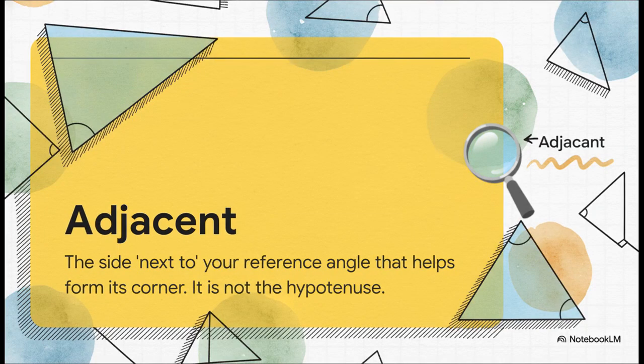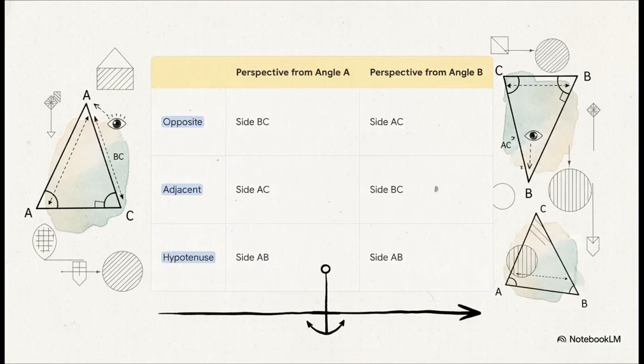And finally, we have the adjacent side. Now, adjacent is just a fancy word for next to. This side is one of the two lines that actually forms the corner of your angle. But wait a minute, you might be thinking, doesn't the hypotenuse also touch my angle? And yeah, it does. And that right there is where everybody gets confused. Just remember, the title hypotenuse always wins. It gets first priority.